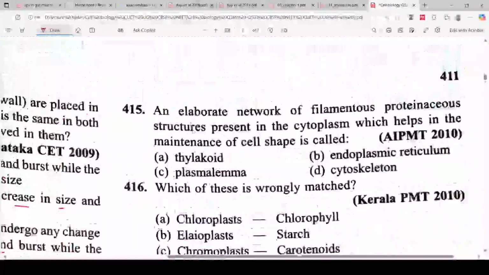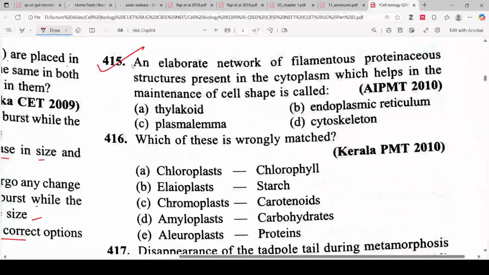Next question: an elaborate network of filamentous proteinaceous structure present in cytoplasm which helps in maintenance of cell shape is called thylakoid, plasma lemma, endoplasmic reticulum, or cytoskeleton. An elaborate network of filamentous proteinaceous structure present in cytoplasm which helps in maintenance of cell shape. So the cytoskeleton will be the correct answer.